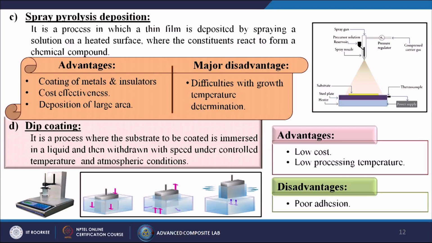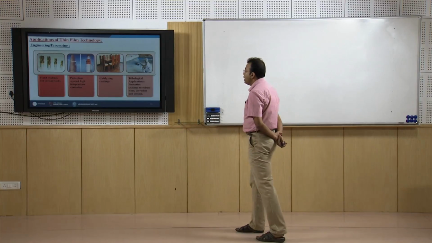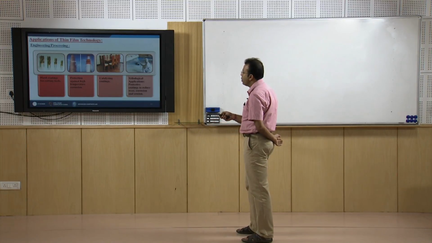Simply, we are dipping our substrate materials into some solutions, taking them out, and then drying them, and we are using those materials. So, what are the applications of that thin film technology? In engineering processing, generally we are using these materials for hard coatings for cutting tools.